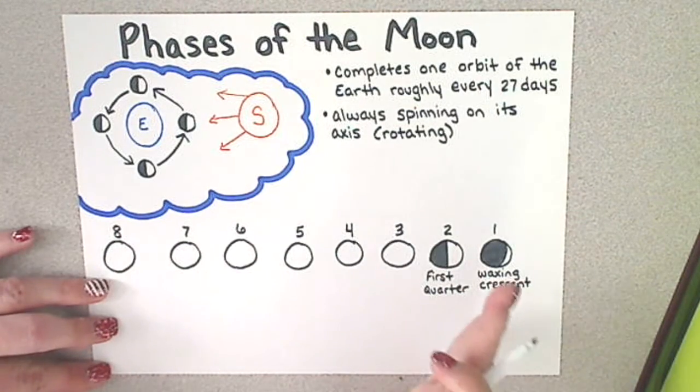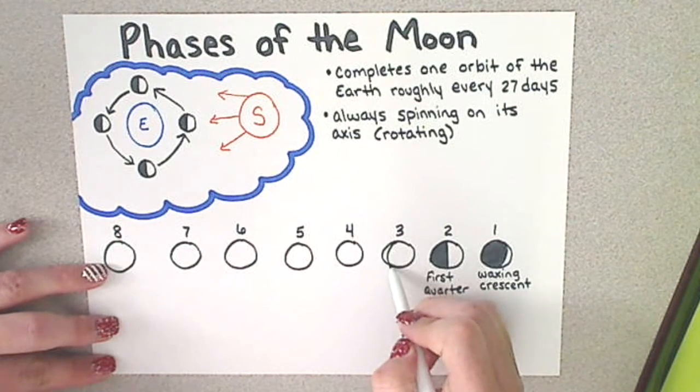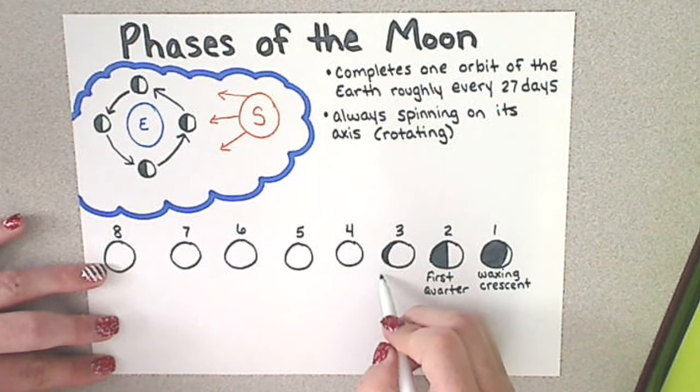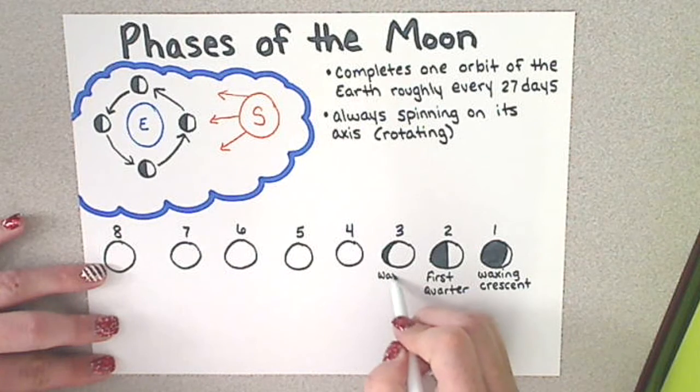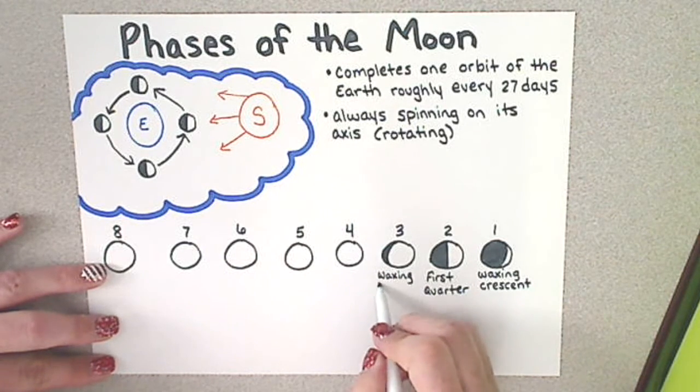Light continues to wax onto the moon until we end up with a moon that's almost completely full. And this is called a waxing gibbous. It's a funny, interesting word, isn't it? Gibbous.